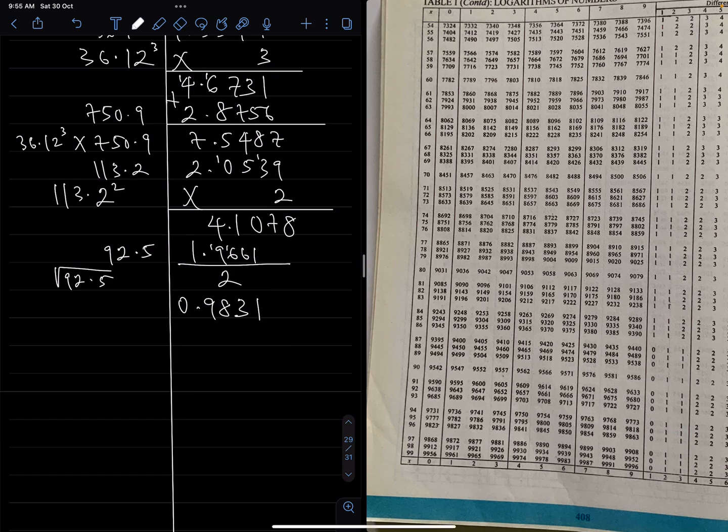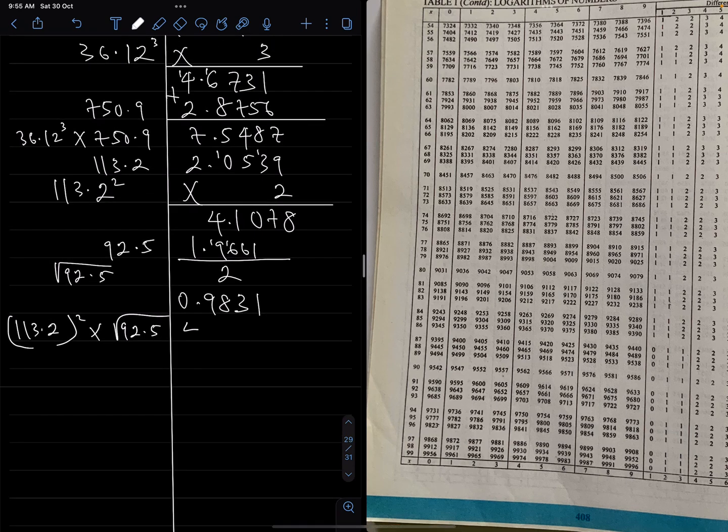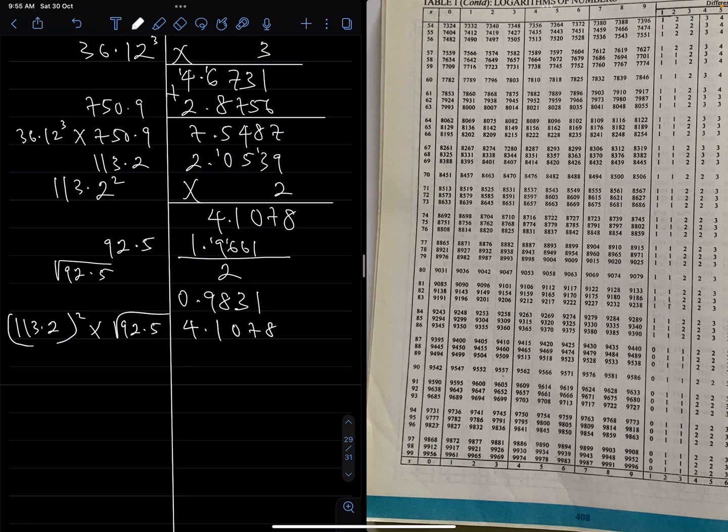So that now means 113.2 squared times the square root of 92.5 will be what? 113.2 squared is 4.1078. Can we say that? Yes. And then the square root of 92.5 is what? No, you have already written it. And now, I'm adding now. Oh, you're adding. So what would that be? Yes.